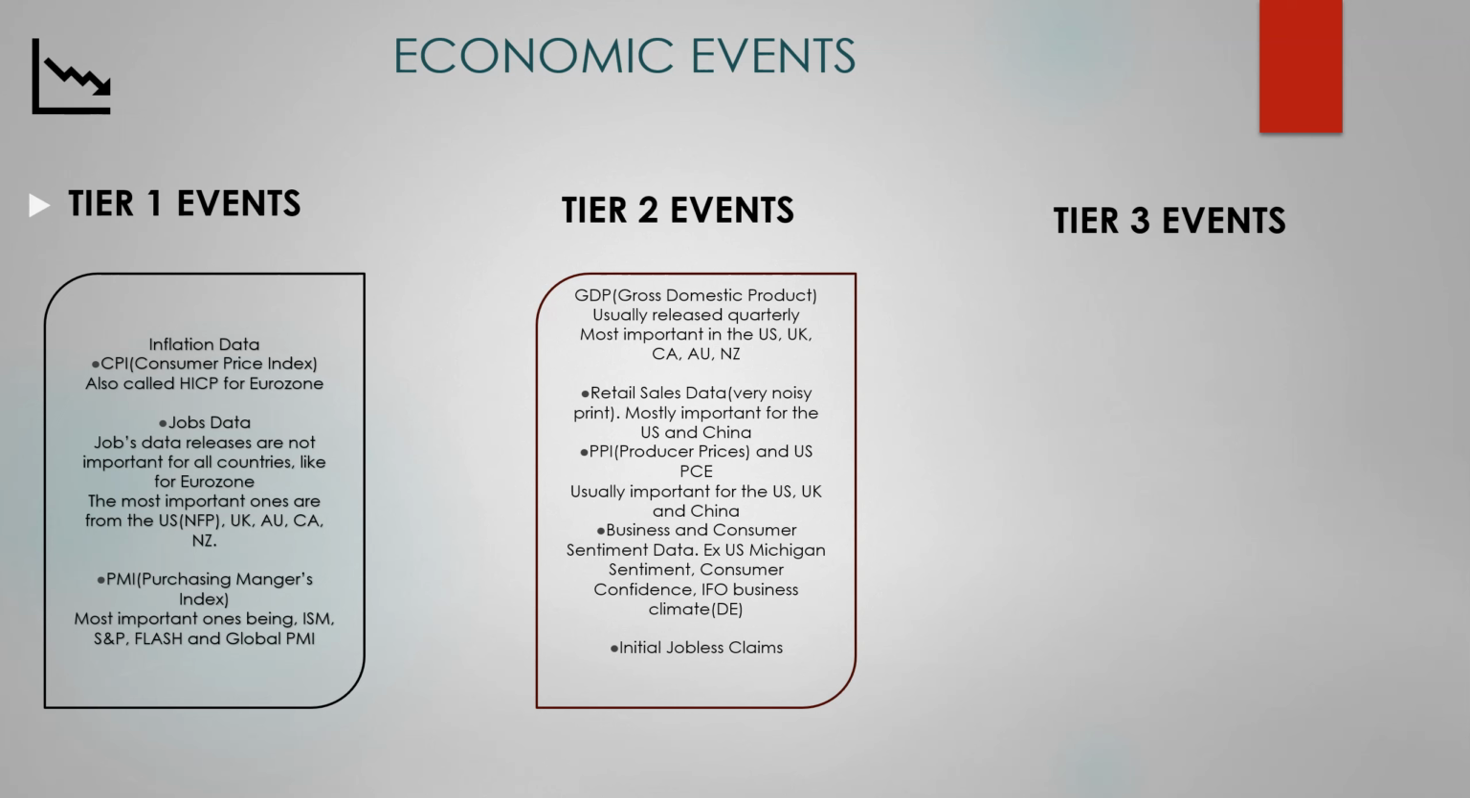Another one is the consumer confidence data and also the IFO business climate for Germany. And the last tier 2 event is going to be claims. But something you need to know about tier 2 events is that context matters. So what do I mean by context?